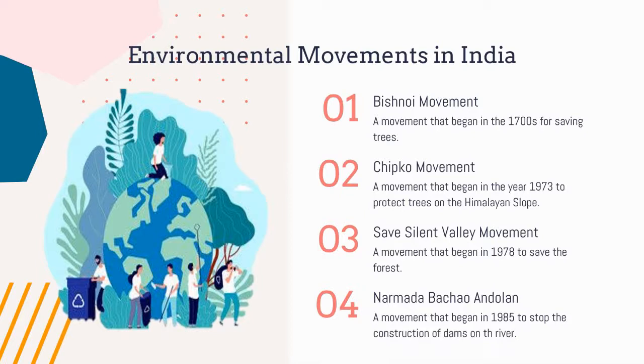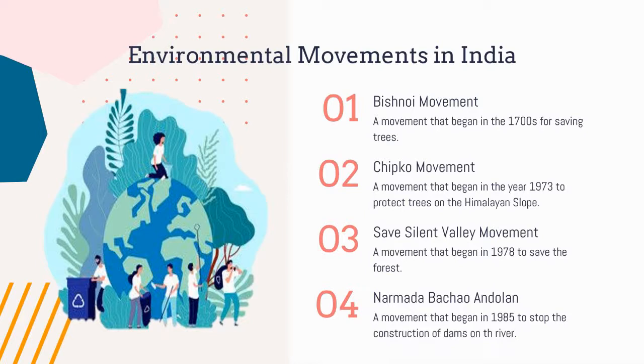The second movement, very famous again, is the Chipko movement. It took place in the year 1973 in Uttarakhand, where the main objective was to protect the trees on the Himalayan slopes from being cut down. Basically, people started hugging those trees so that the contractors wouldn't come and cut them down.